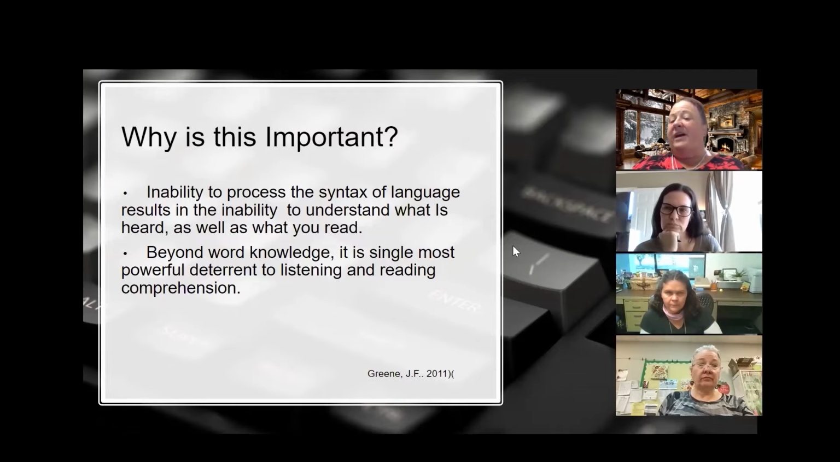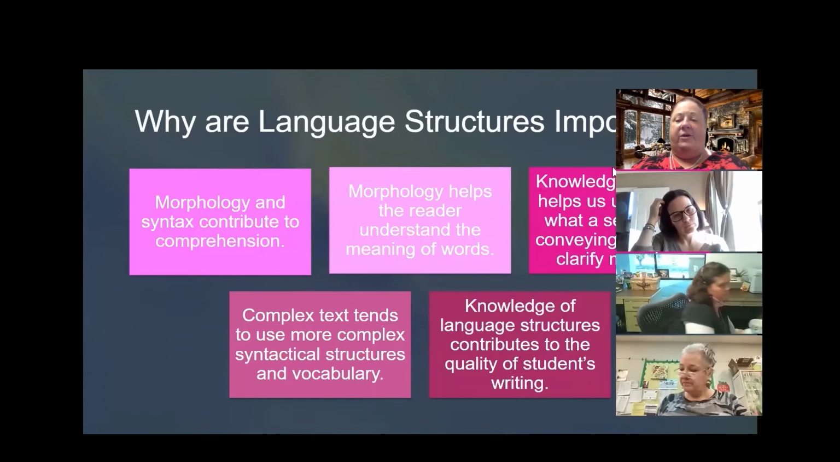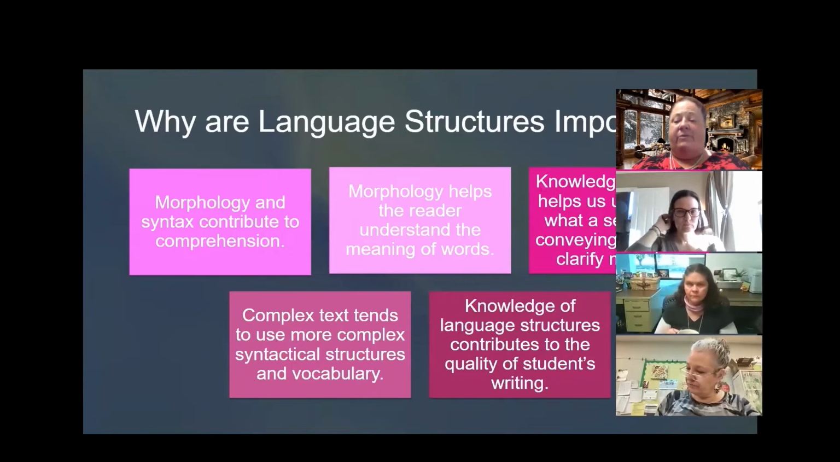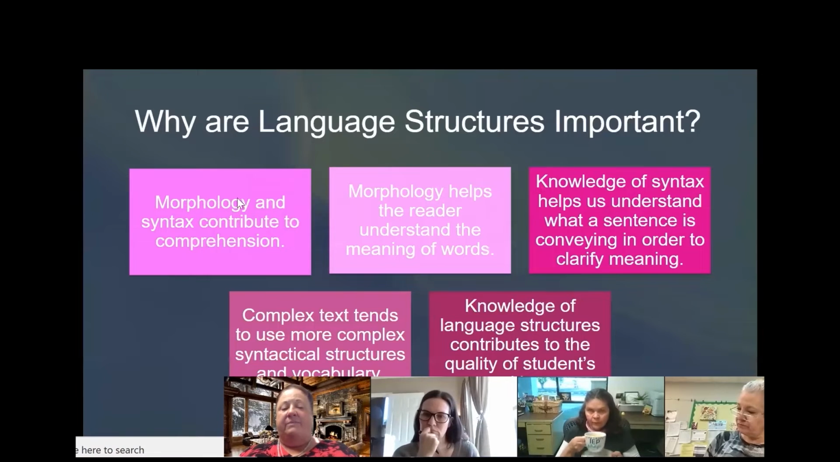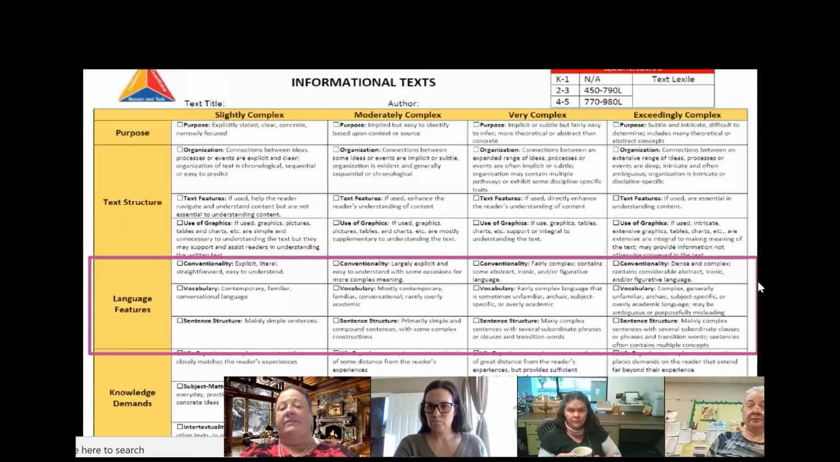But we don't always talk about it. We always think it's about vocabulary. Syntax really matters, so we're going to dive into that. We may not always be aware of it, but the morphology and syntax do contribute to comprehension. It's not just the meanings of words, it's really understanding that the order of the words means something and being able to understand that, okay?